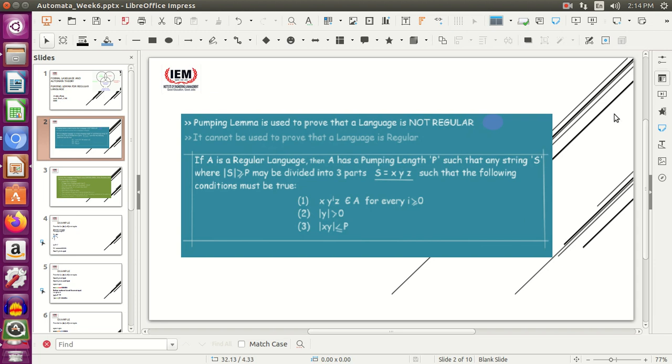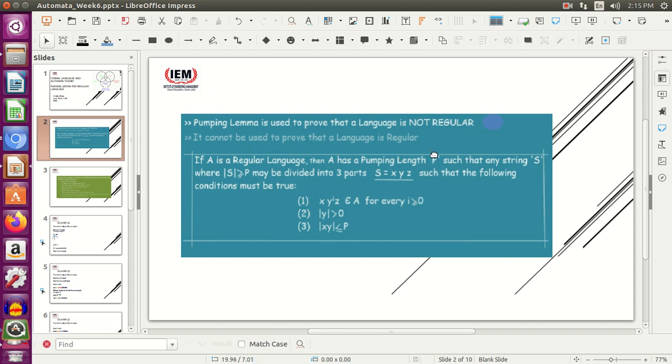Okay. So as I was saying, the pumping lemma is used to prove that a language is not regular. On the contrary, it cannot be used to prove that a language is regular. We can never use the pumping lemma to prove that a language is regular. The reverse is true: we can prove that a language is not regular. Now what is the statement of this pumping lemma?